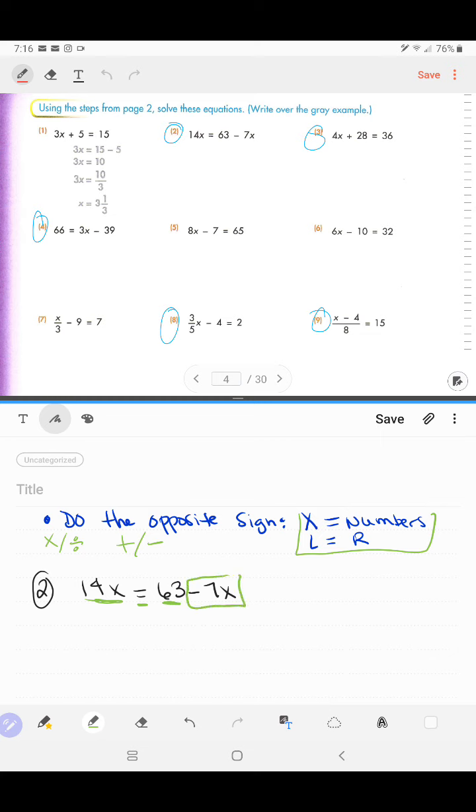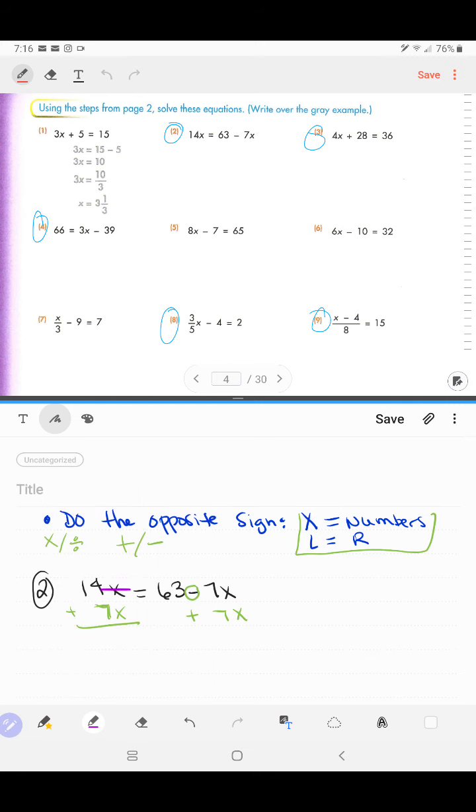This is on the wrong side, and again the sign goes with it, so I have to move that to the side where it's supposed to be. How do you move it? You do the opposite sign. So what's the opposite of minus? Plus 7x, and then you add 7x under the other number with the x on it on the other side of the equal sign.